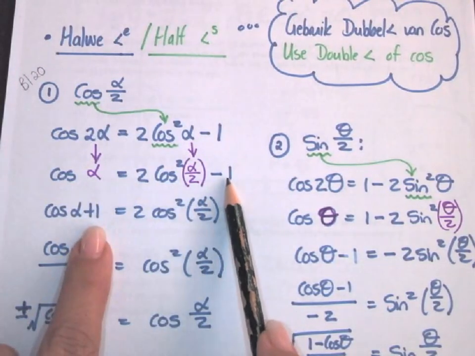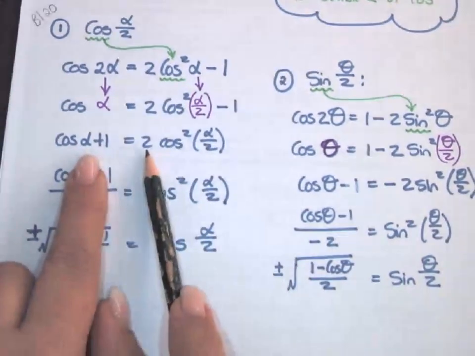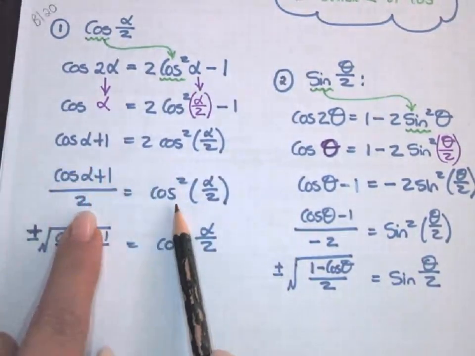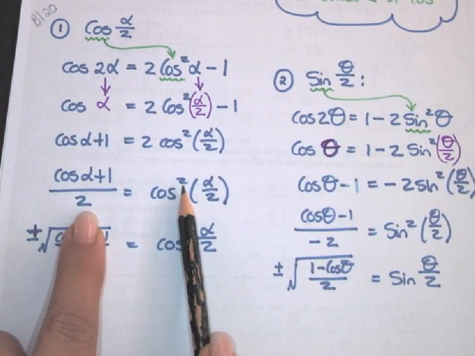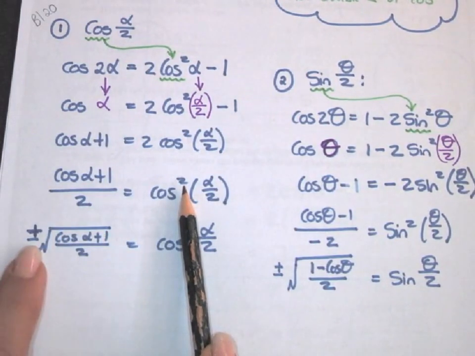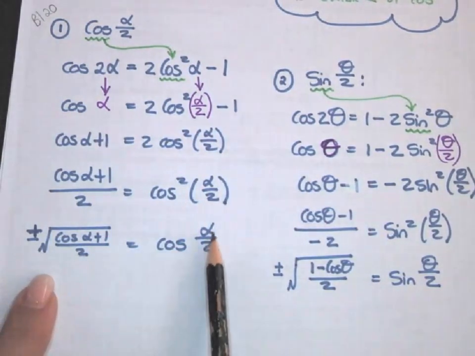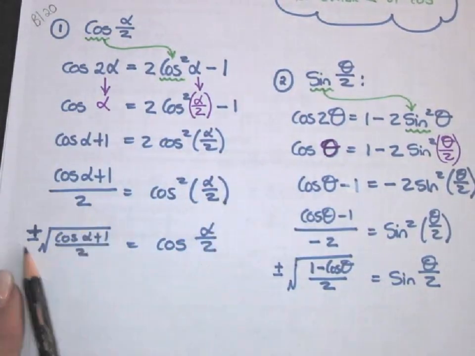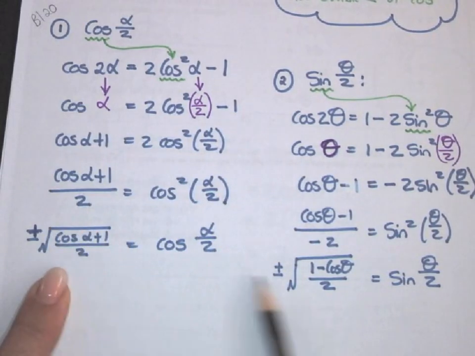Now I'm going to take this minus 1 over to the left hand side and then divide by 2. Now I want to get rid of the square, so I take the square root on both sides. And if you put your own square root in, it's plus or minus. Therefore, the cos of a half angle is equal to this. It would be very handy if you know this.